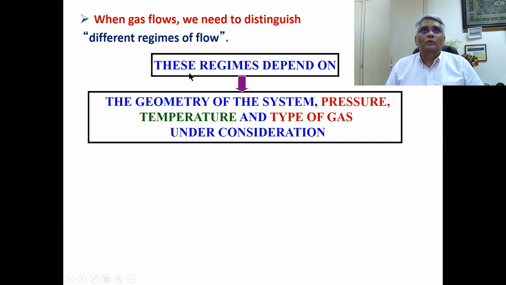So when gas flow occurs, we need to distinguish different gas flow regimes. These regimes depend on the geometry of the system, the pressure, the temperature, and also the type of gas that is used.